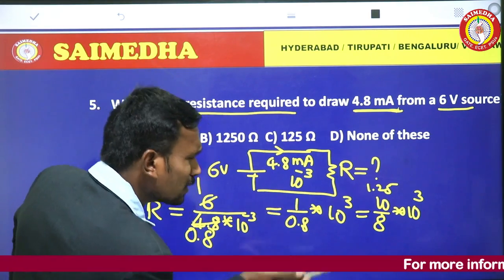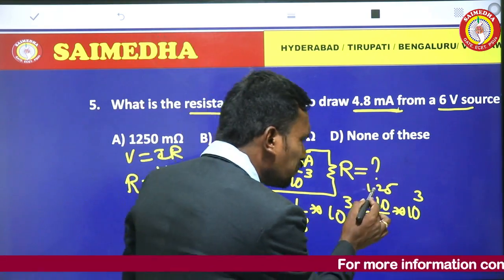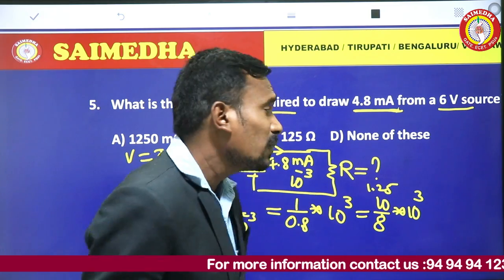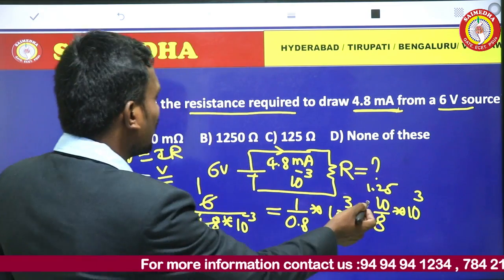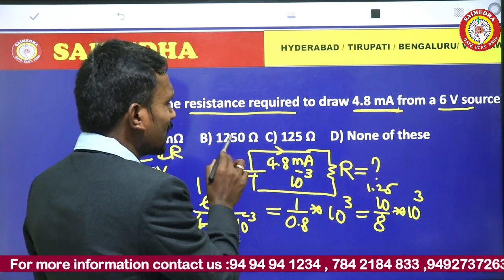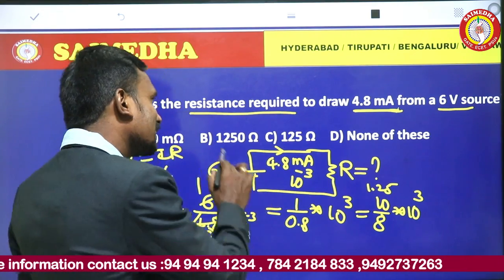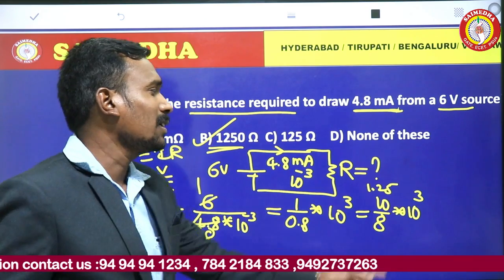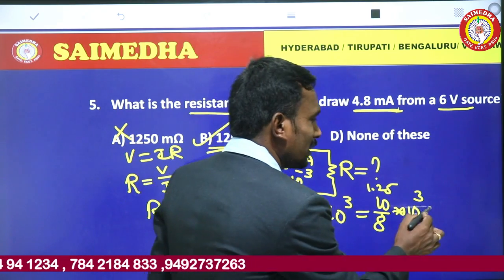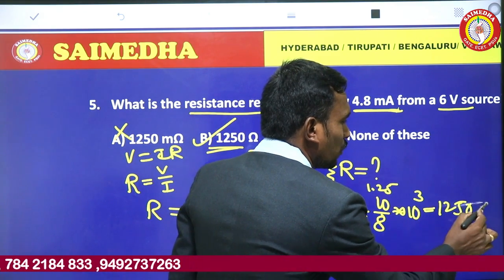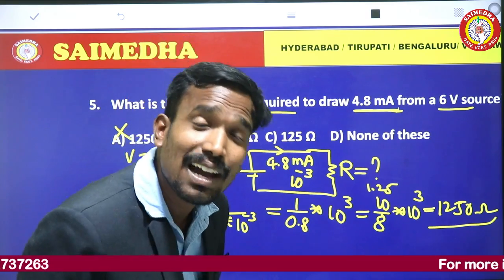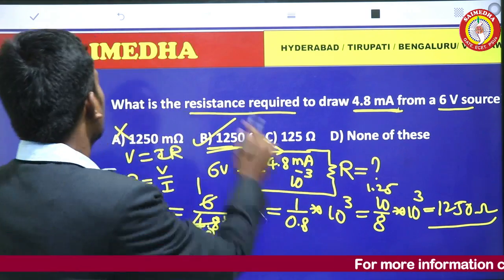This is 8 by 10. So 10 by 8, 8 goes 1 time, 2 is there. 8 2s are 16. 4 is there. 8 5s are 40. So then what is the answer? This is not correct. Now tell me, which is the correct answer? Exactly. Option B is the correct answer, because here 3 zeros are there, already 2 is there, next 0. Finally its value is 1250 ohms. If this is 1250 ohms, then we can get 4.8 milliamperes of current. Right, sir? Let's go for the next question.